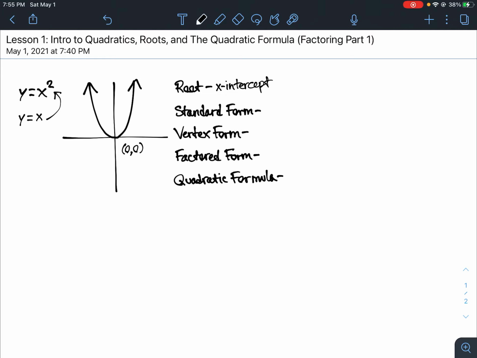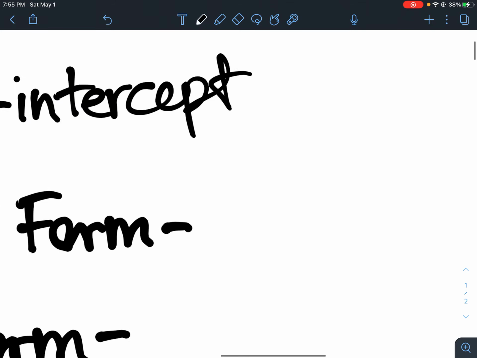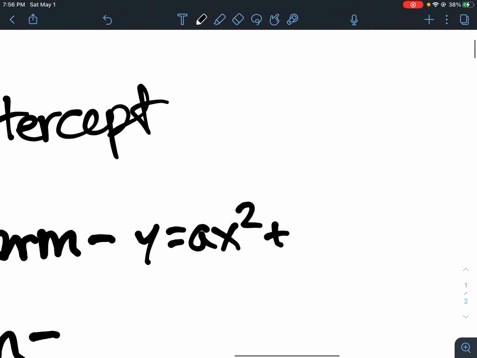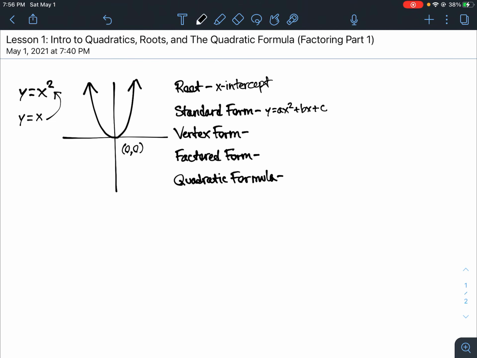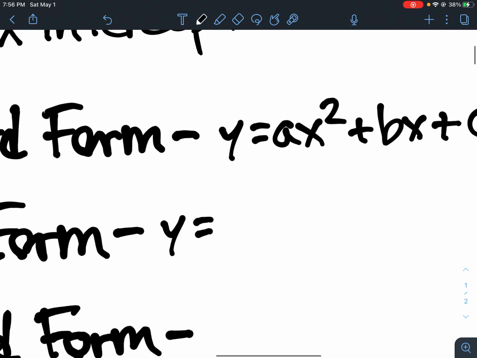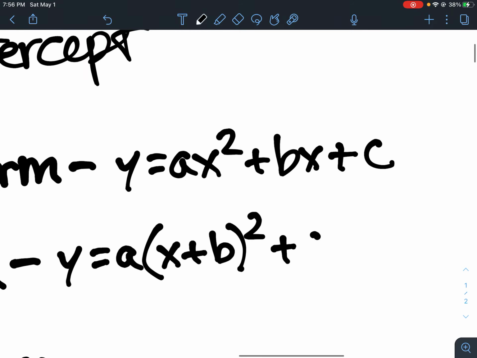Now we will cover the different forms of the quadratic function. First, we have standard form, which is y equals ax squared plus bx plus c. Next, we have vertex form, which is y equals a(x plus b) squared plus c.